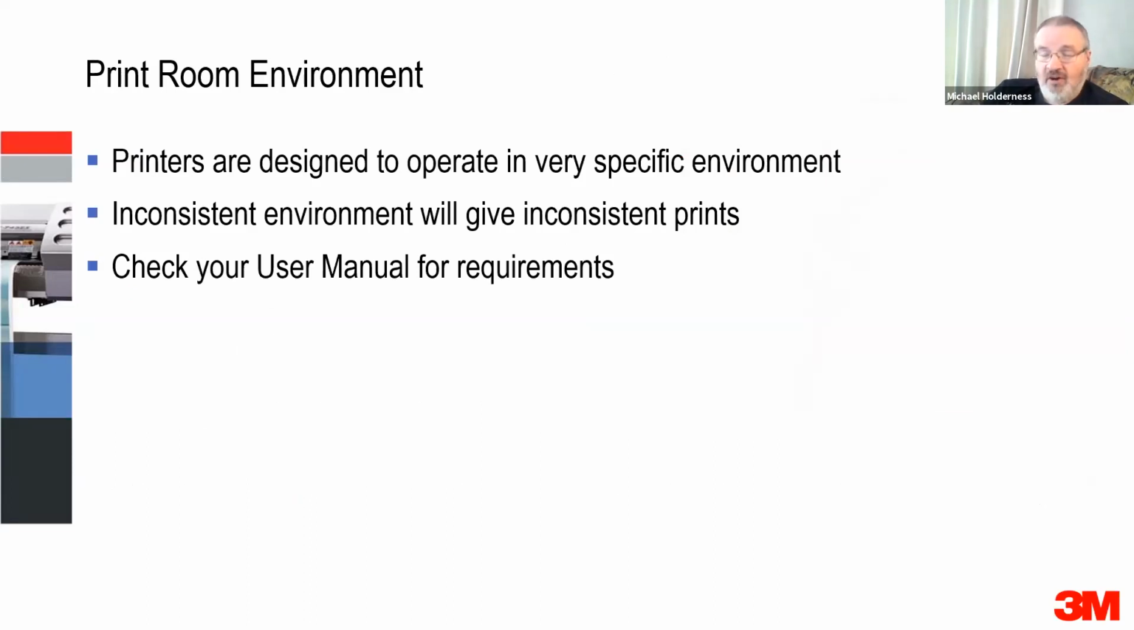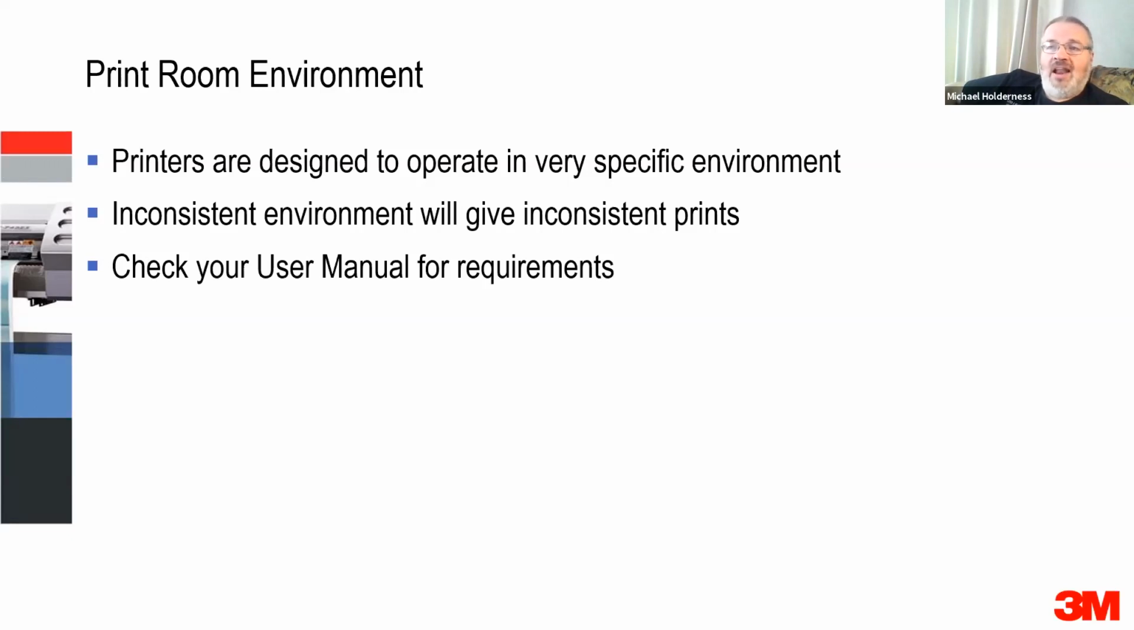Going on to the printer room environment. Printers are designed to operate in very specific environments. Essentially, if you like to be in that environment, your printer would like to be in that environment as well. Inconsistent environments will give you inconsistent prints. So really what we've got there is printers like to be at around 20 degrees and around 50 or 60% humidity. That's the sort of thing that humans like as well. What we found is that if you take your printer outside that environment, you can get problems.